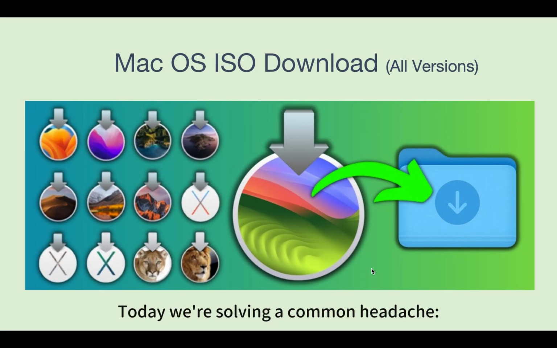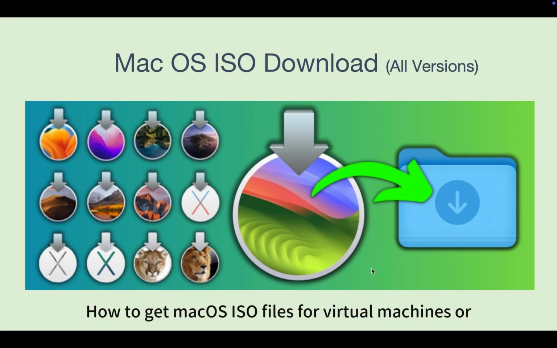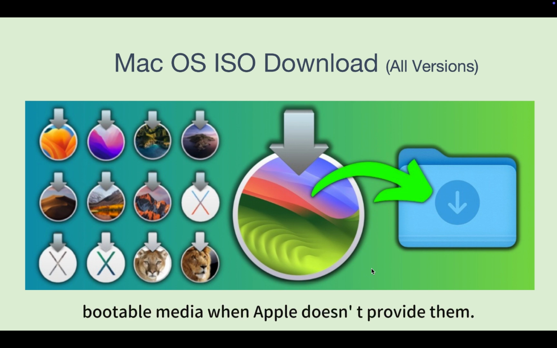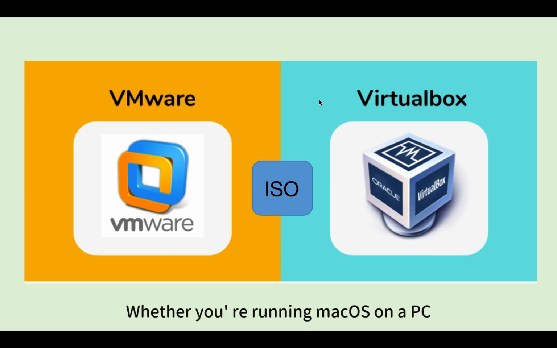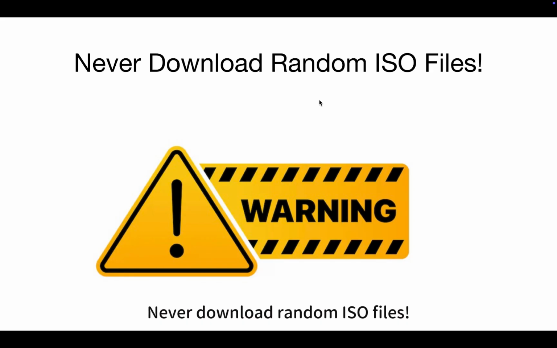Today we're solving a common headache: how to get macOS ISO files for virtual machines or bootable media when Apple doesn't provide them. Whether you're running macOS on a PC via virtualization, such as VMware or VirtualBox, or creating emergency recovery drives, ISOs are essential. But here's the catch: never download random ISO files. Many sites bundle malware. Instead, use these two safe methods.